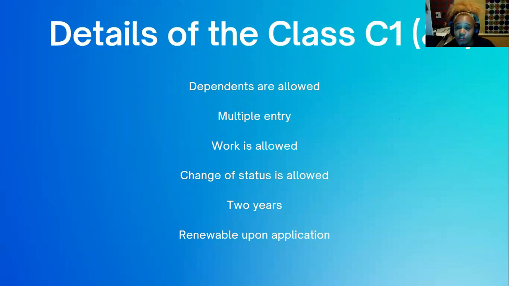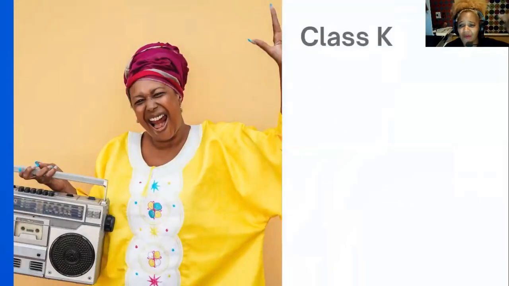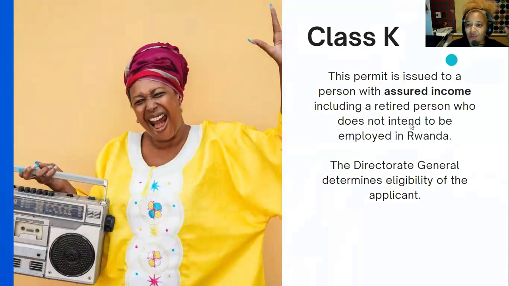You do have multiple entry. Work is allowed, change of status is allowed, and this visa is good for up to 2 years and easily renewable upon application. So that's your C1 and C2. Let's keep on going. Ease on down the road.